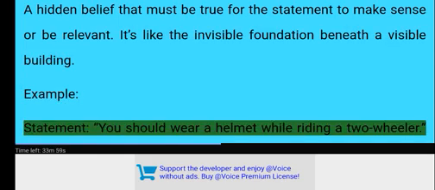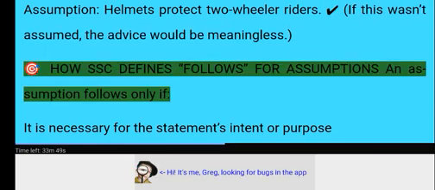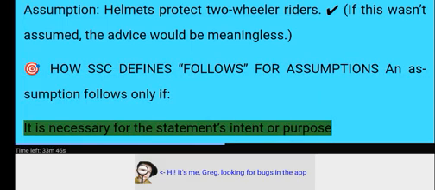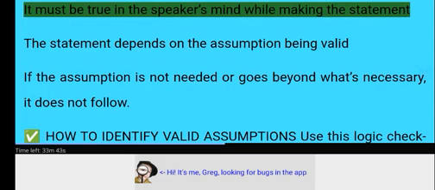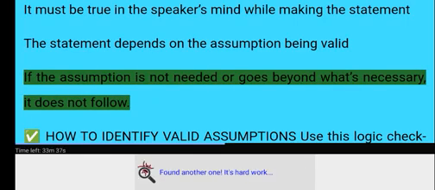Example. Statement: You should wear a helmet while riding a two-wheeler. Assumption: Helmets protect two-wheeler riders. If this wasn't assumed, the advice would be meaningless. How SSC defines what follows: for assumptions, an assumption follows only if it is necessary for the statement's intent or purpose. It must be true in the speaker's mind while making the statement. The statement depends on the assumption being valid. If the assumption is not needed or goes beyond what's necessary, it does not follow.